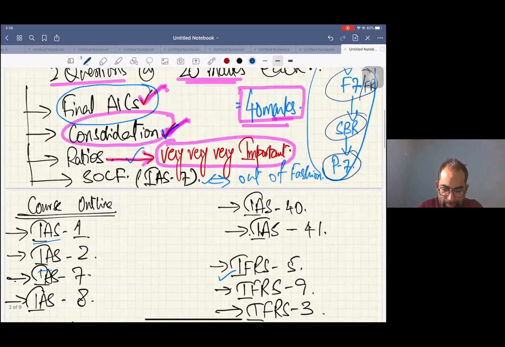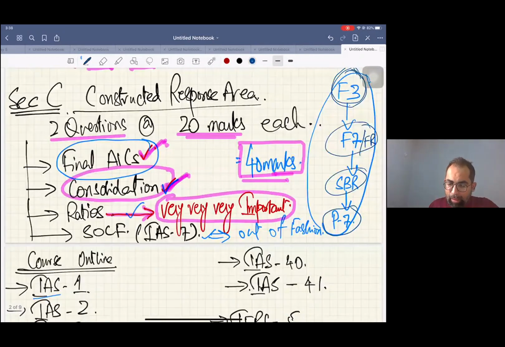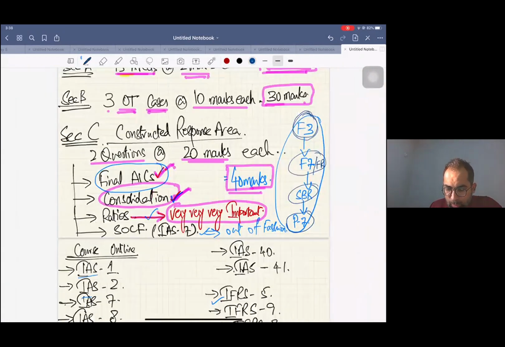So now let's come to the question again. After ratios, you may get a question on SOCF, the statement of cash flows, IAS 7. I hope you remember the statement of cash flows. There are three activities: operating, investing, and financing activities. These are the three activities you have to work out.